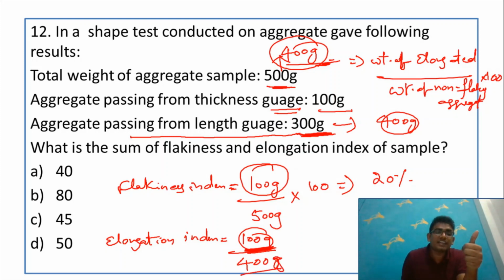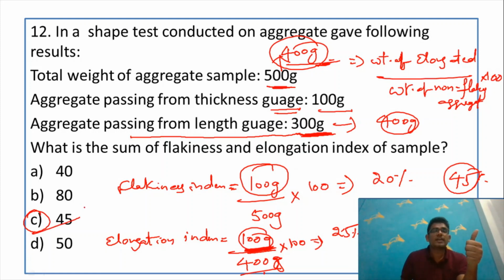And weight of the non-flaky aggregate is 400 grams, into 100. So that will be how much? 25. So what is the sum of flakiness and elongation index here? 20 plus 25, that will be 45. So 45% is the answer here. Okay. So these are the important questions in the aggregate topic.